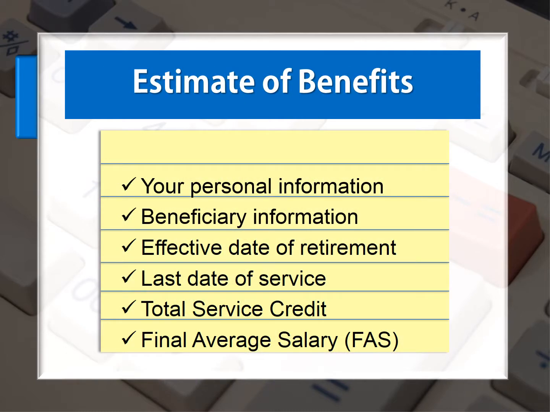If you pre-registered for this conference, you received an estimate of benefits in the mail. Please review your personal information as well as your beneficiary information. The beneficiary listed on your estimate is based upon who you listed when you pre-registered. This may not be the person who is currently your designated beneficiary.